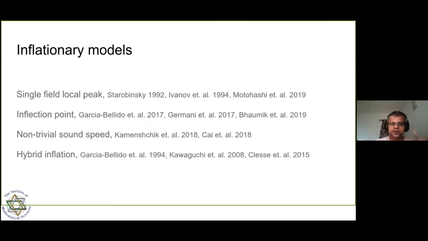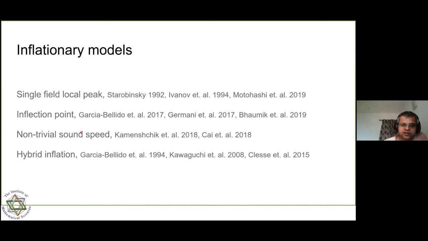So just let me review a few inflationary frameworks that give rise to this kind of scenario where primordial black holes are generated. First of all, there are single field local peak scenarios where you have a break in the inflation potential, and people have worked on these scenarios in these papers. There are inflection point scenarios. Rajiv just explained his work in this paper. And there are other works as well by Ivan Garcia Bellido and Germani and a few others.